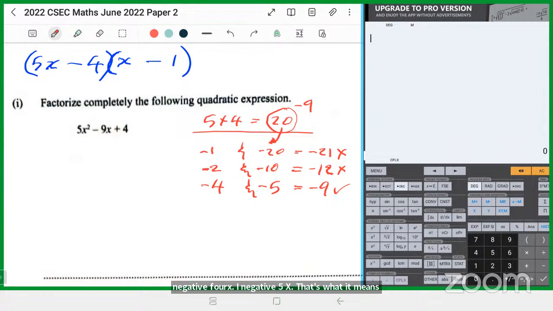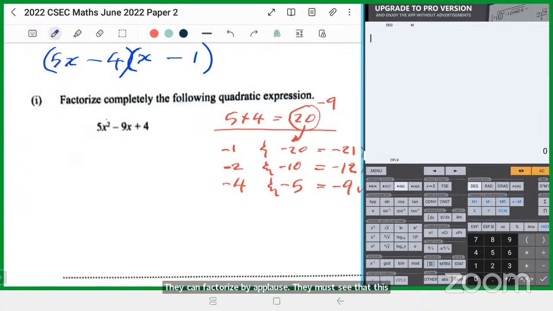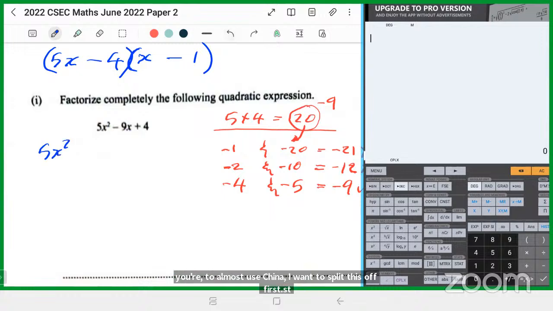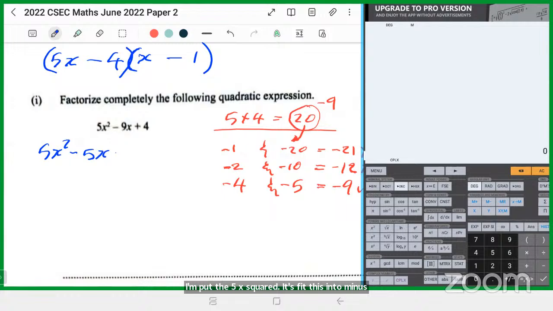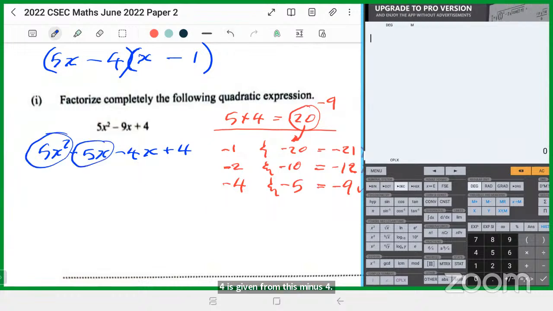So you must see that this method is longer. The easier way, you almost use trial and error when the n values are prime. But anyway, I want to split this out first and put the 5x squared, split this into minus 5x and minus 4x, and put back this plus 4. So this minus 5x came from this factor, and this minus 4x came from this minus 4. All right, I deliberately put the 5 in front to factorize with that 5x squared there.